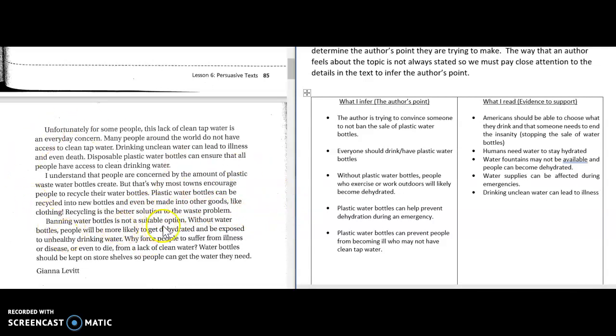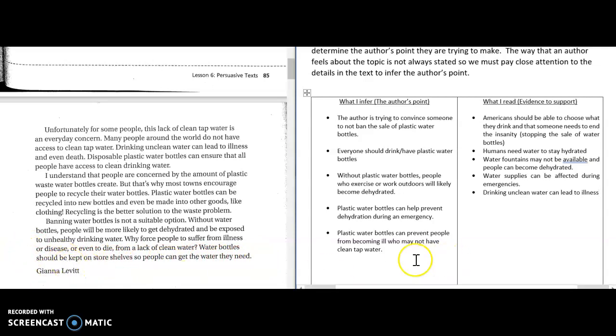Banning water bottles is not a suitable option. Without water bottles, people will be more likely to get dehydrated and be exposed to unhealthy drinking water. Why force people to suffer from illness or disease or even die from a lack of clean water? Water bottles should be kept on store shelves so that people can get the water they need.